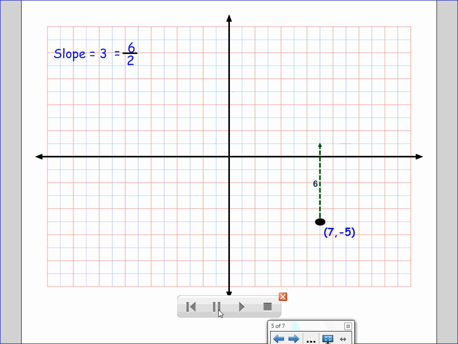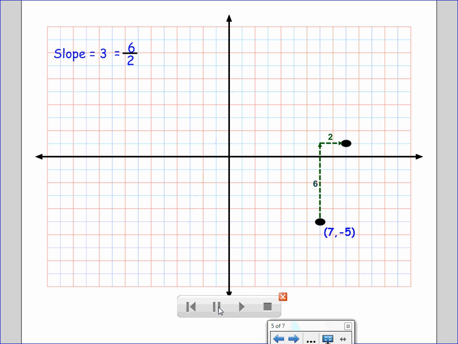The next step is to perform our rise from the point that's given. The point that we pull out of the formula is 7, negative 5. From there, we're going to rise up 6, because 6 represents the rise and it is a positive 6. Then we're going to run positive on the x-axis 2, so we're going to go right 2. At that point, we can graph another point.